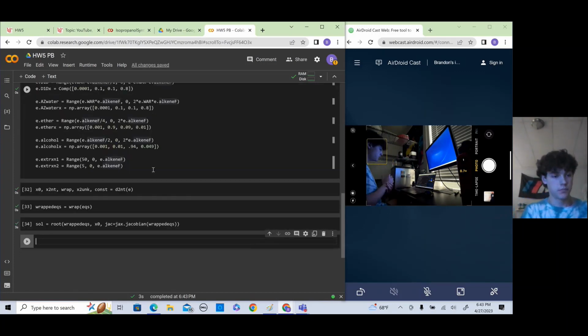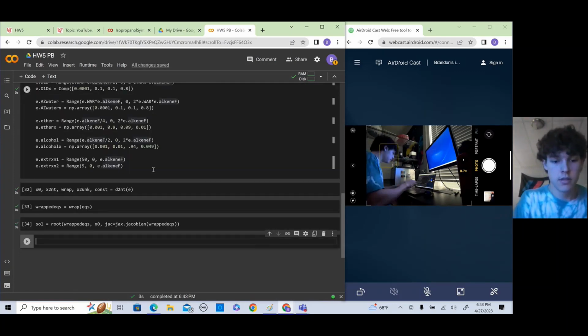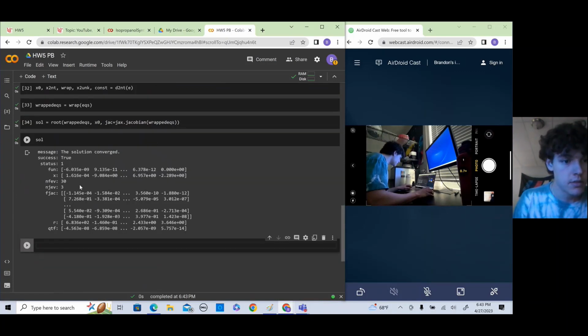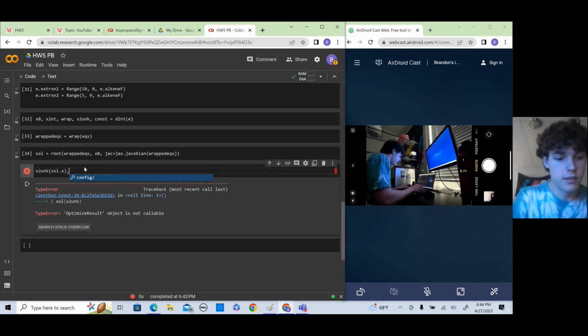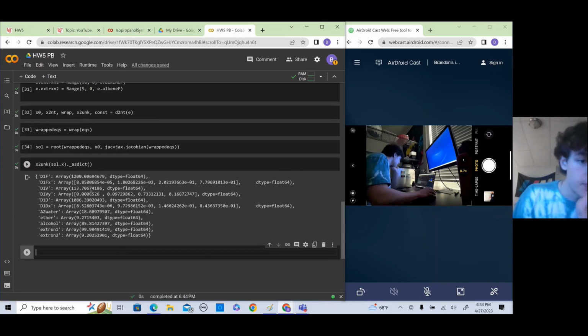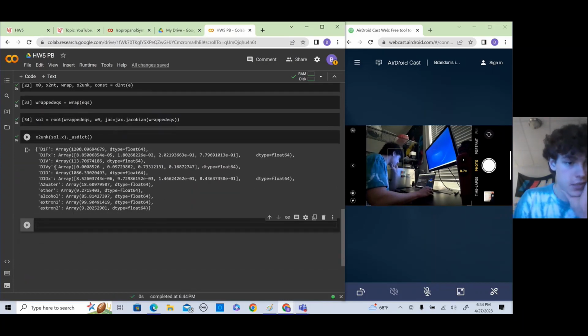Works. So now we can see our solve converges, get our unknowns. We just have to do our x2 unknowns of our solve function, and we just want the x values, and that returns us all of our unknown values. So our flow rates for D1F and our molar compositions. And looks pretty good, I'd say. Alrighty.